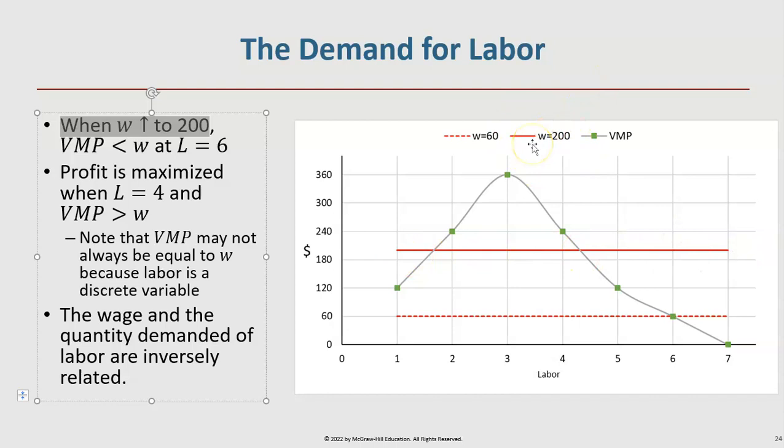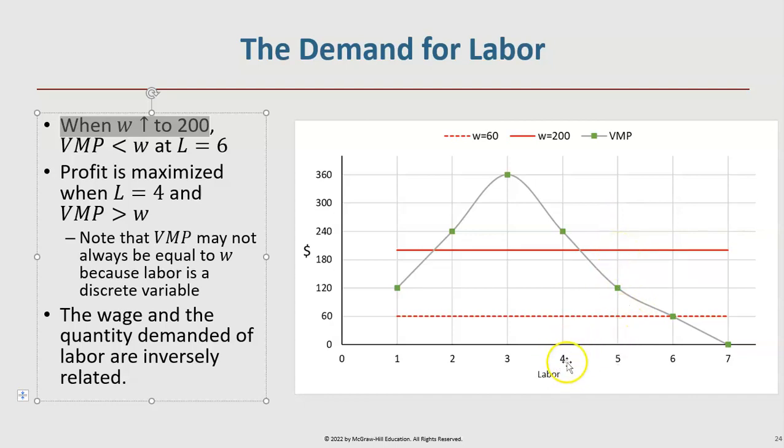So when the wage rate goes up, all of a sudden, at 6 workers, the marginal benefit of hiring workers is 60, but the marginal cost is 200. So we just lost money on the 6th worker. So we scale back to 5 workers. And we are still losing money on the 5th worker. The marginal benefit of the 5th worker is less than their cost.